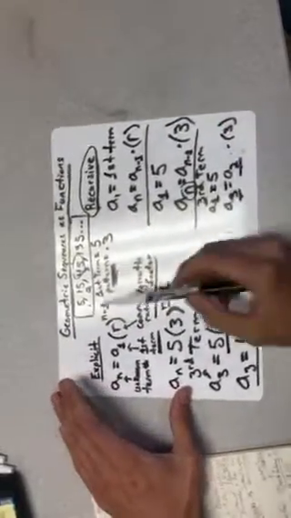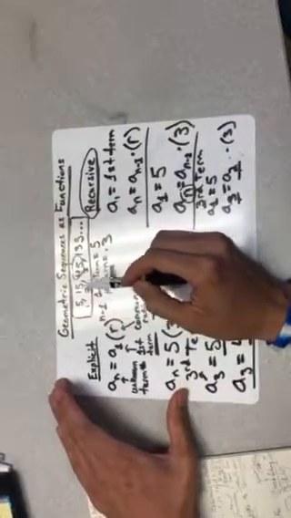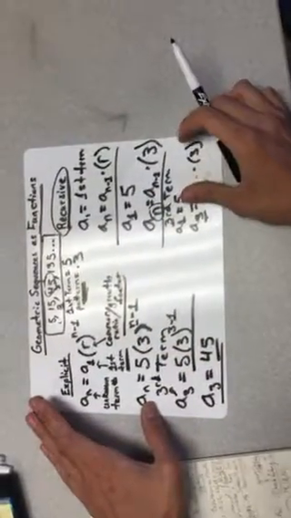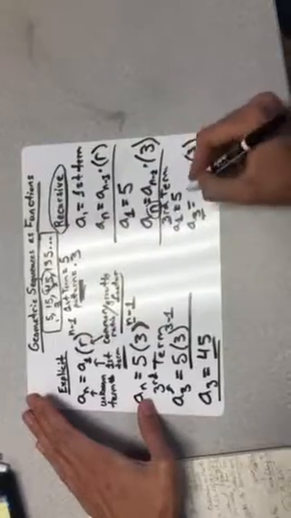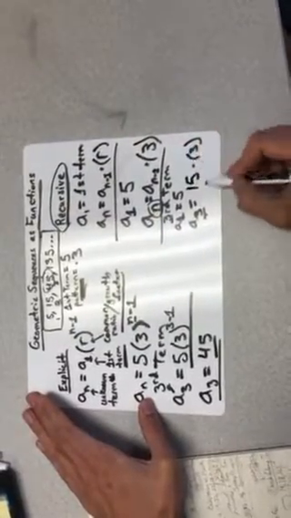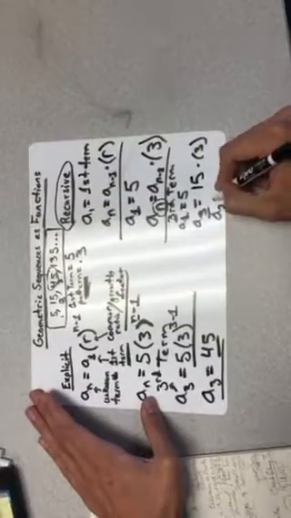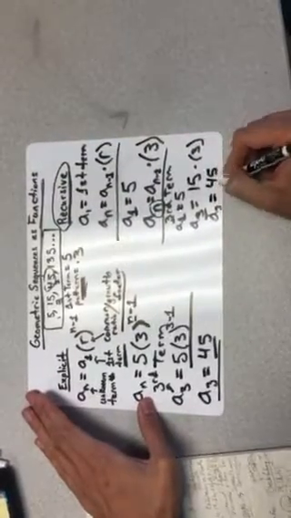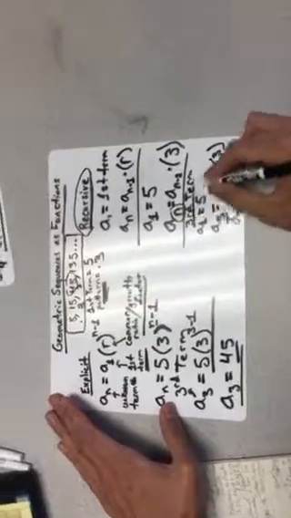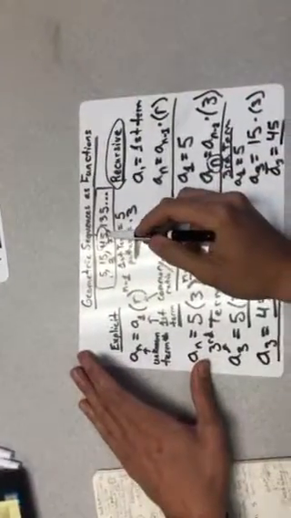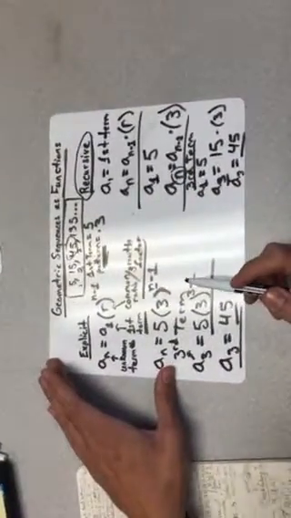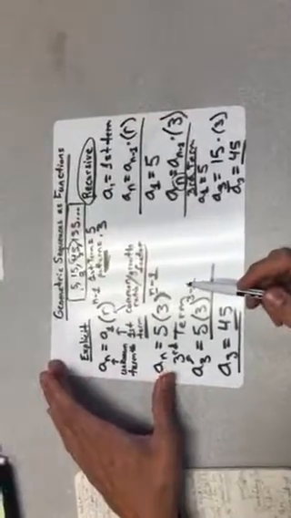We look back up at our sequence. What's the second term? 15. So I substitute 15 for a sub 2. What is 15 multiplying 3? That is going to give me 45. And is 45 our third term back in our sequence? Yeah. All right, so there you have it: explicit and recursive functions for geometric sequences. Good luck.